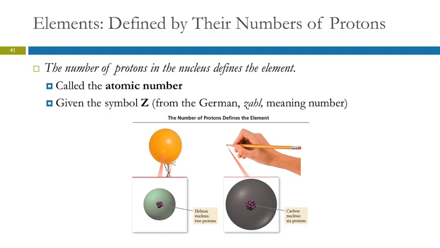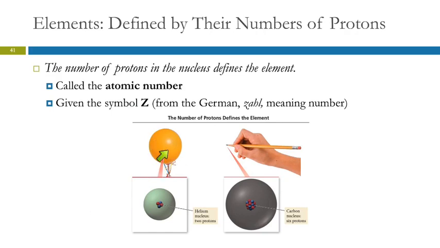So elements are defined by the number of protons that they have. Protons and neutrons are both found in the nucleus. And it's the number of protons that defines what element that atom belongs to. So the number of protons is called the atomic number, and it's given the symbol Z. That's from the German word Zahl, meaning number. Personally, if we were doing this from English, we'd probably call the atomic number A, but it's from the German. So it's Z. Number of protons.